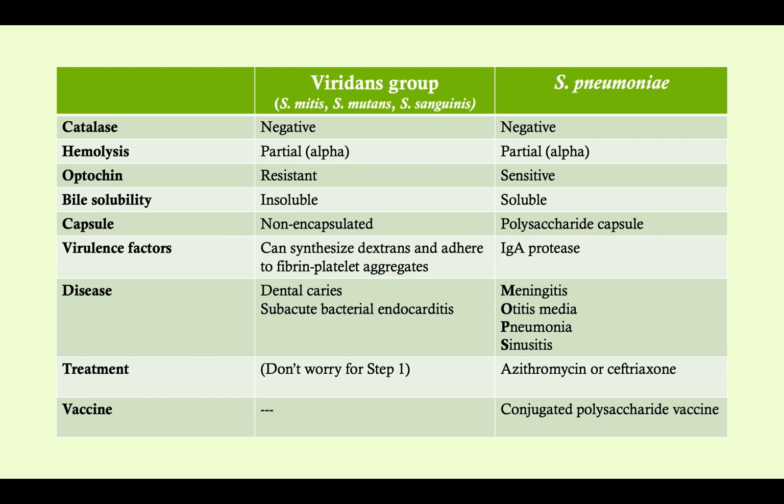But sometimes there can be co-infections with MRSA, so it gets really complicated. So you shouldn't be asked about that on step 1. You could be asked about strep pneumo. And so the treatment for strep pneumo is azithromycin or ceftriaxone.